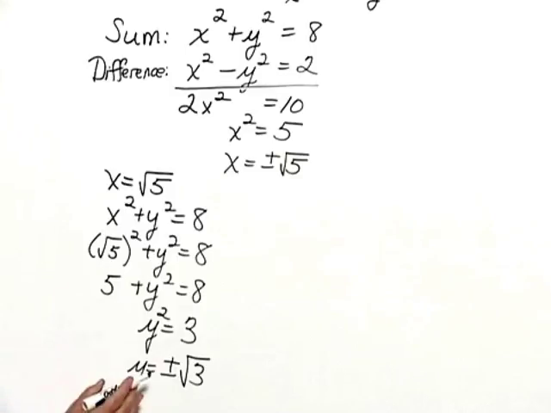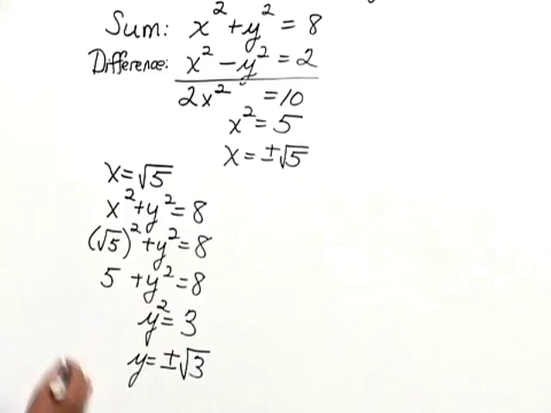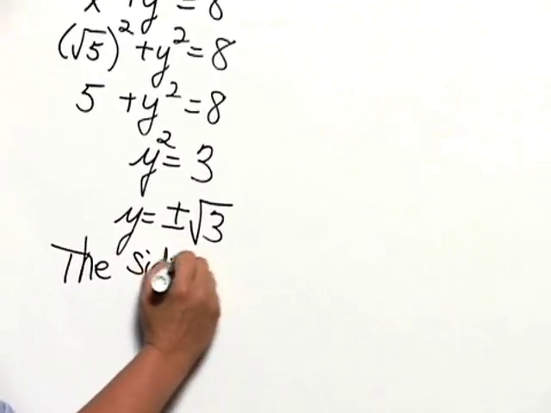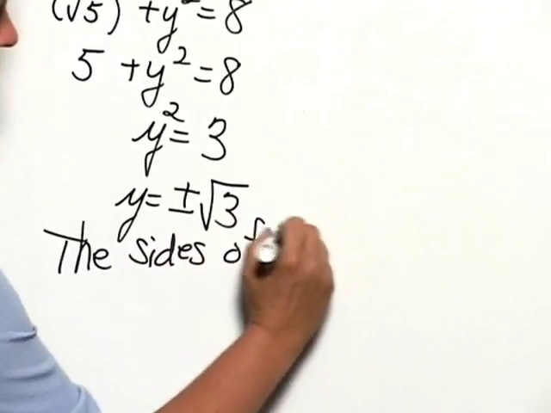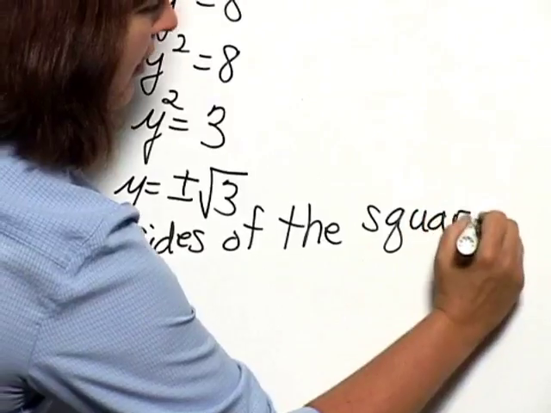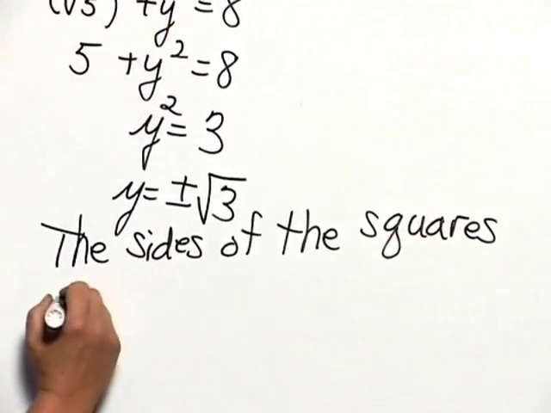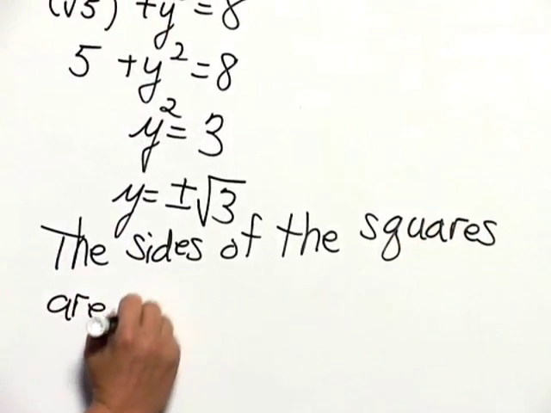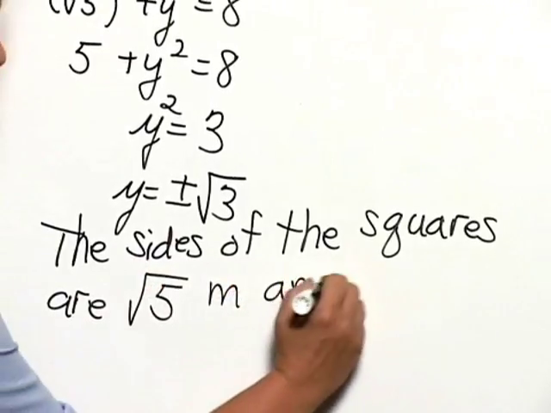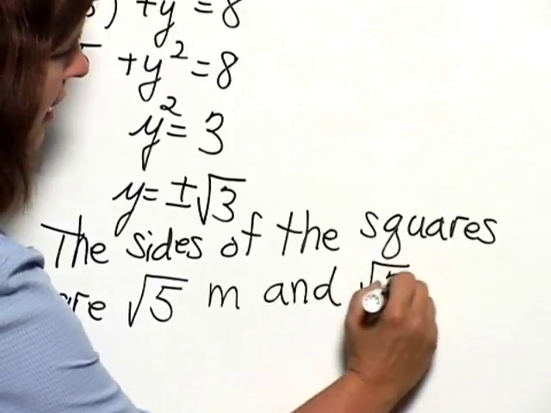So we have a solution of x being the square root of 5 and y being the square root of 3, and those check in the problem. So we can state that the sides of the squares are the square root of 5 meters and the square root of 3 meters.